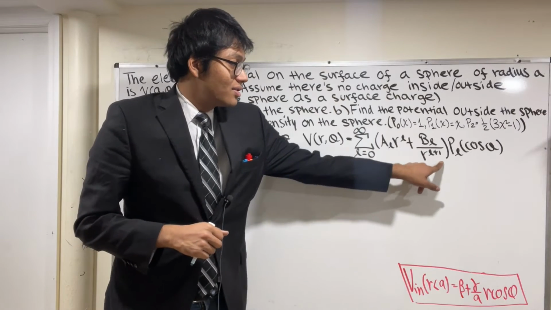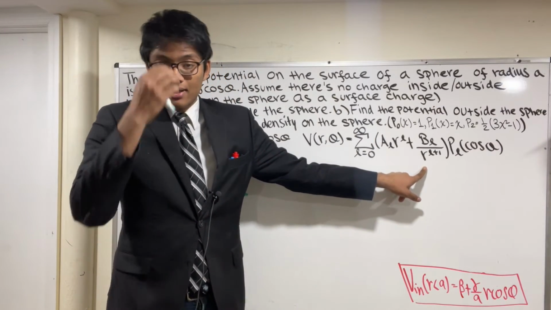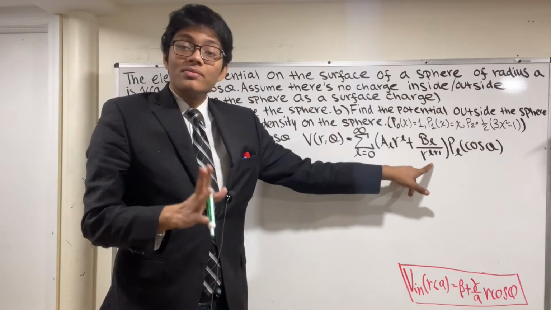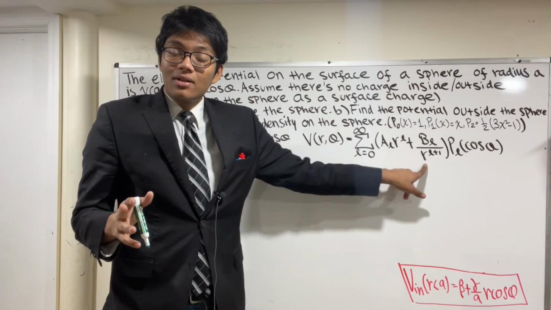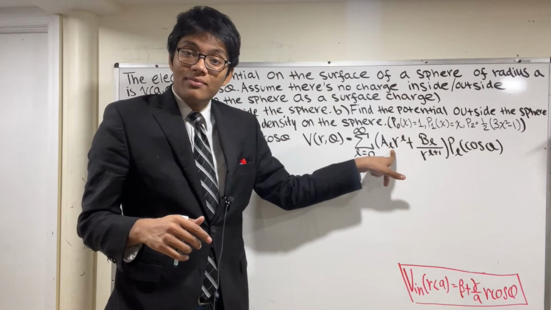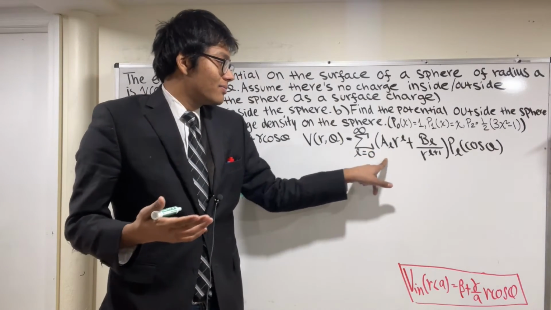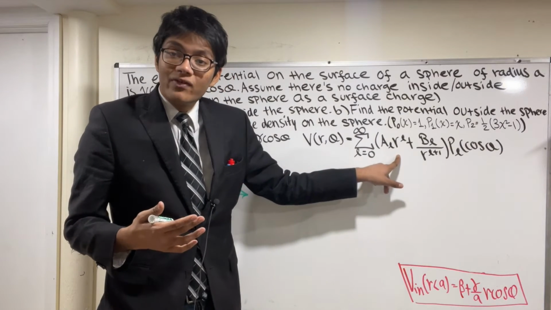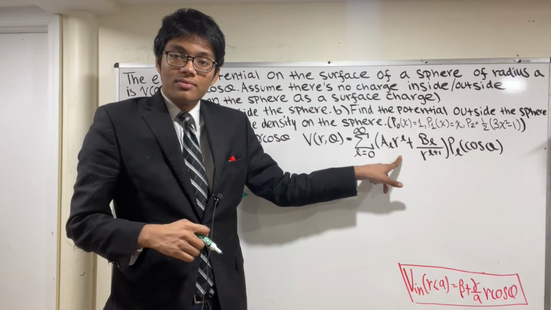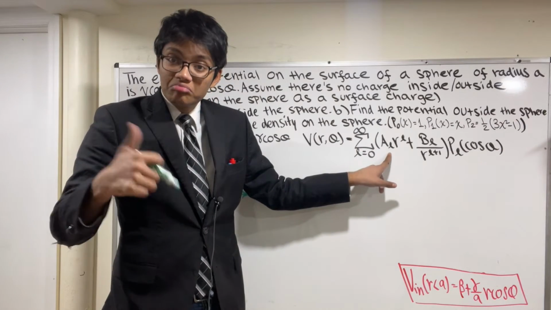Whereas the term that was bad inside, that used to diverge, is going to be perfectly fine. It's going to converge to 0. So this is the term that diverges when we go outside, very far away from our spherical charge distribution. So we're going to have to chuck away this term.